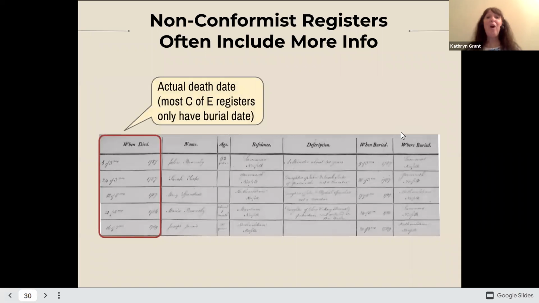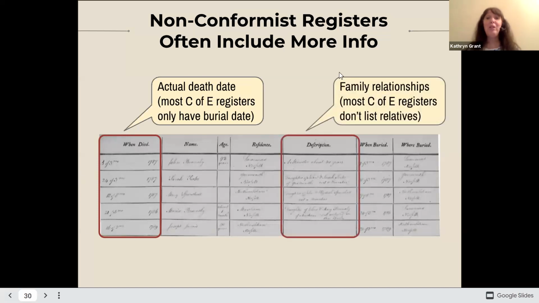And then also on death records. So burial records, most Church of England registers will just list the burial date, but nonconformist records may also list the death date. Not only that, they may list family relationships, which again, as we saw for Church of England, very often was not done.